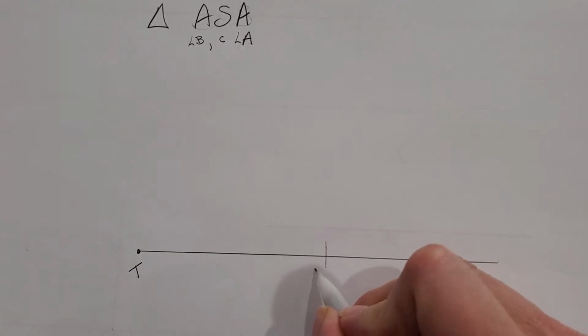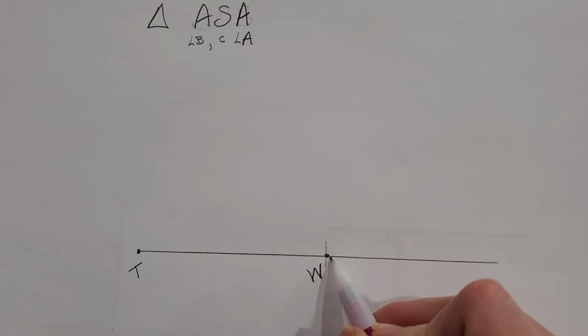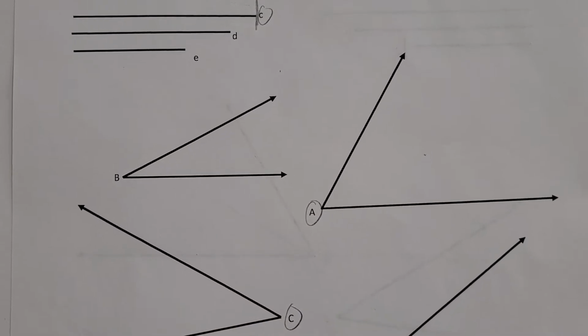And now I have the side of my triangle. I'm going to call this W. This point right here is the vertex of one of my angles. Put angle A over here and angle B over there. Actually, let's do it the other way around because of the way they're pointed. I'll do B on the left side.